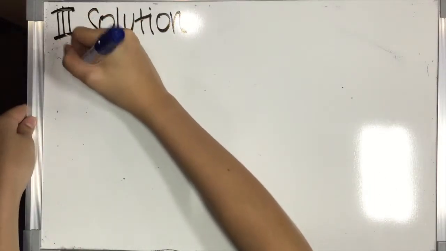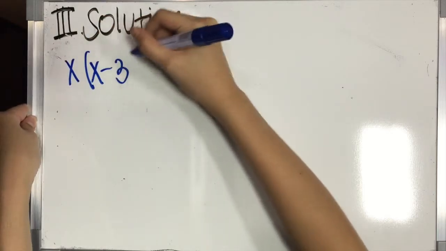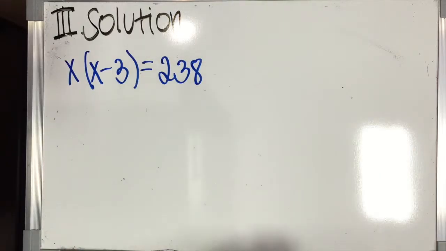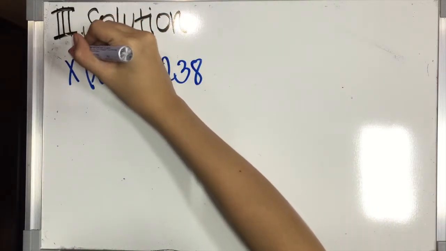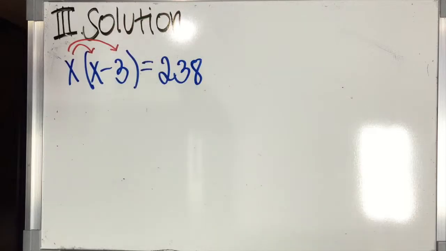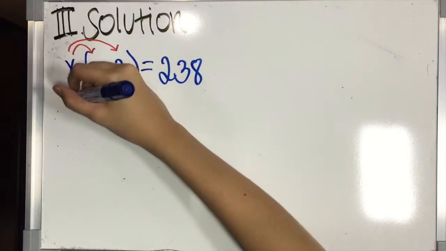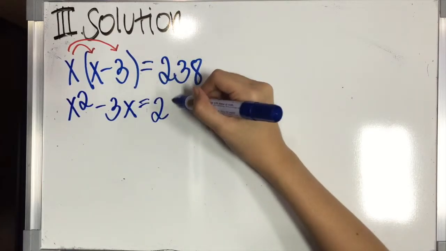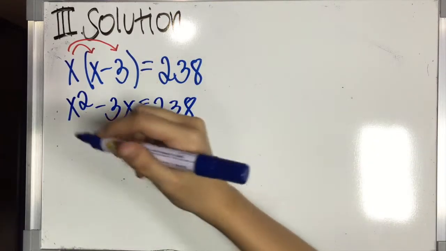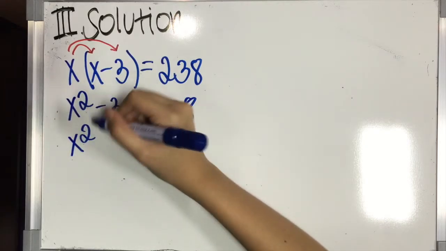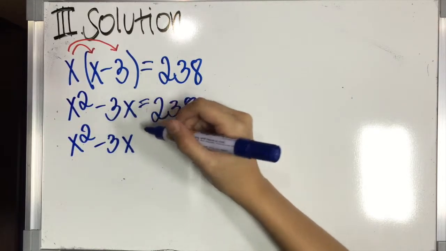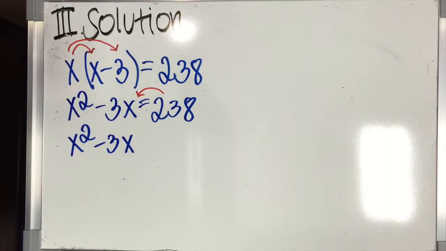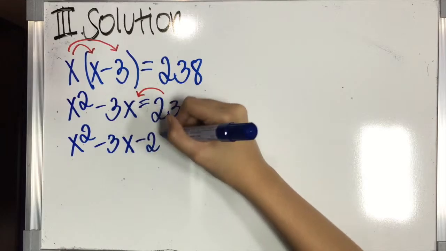Step 3 is solution. So you put the equation here: x times x minus 3 equal to 238. You use the distribution method, so it becomes x squared minus 3x equal to 238. Then, you transpose 238 to the other side, so it becomes negative 238, and the other side would be equal to 0.